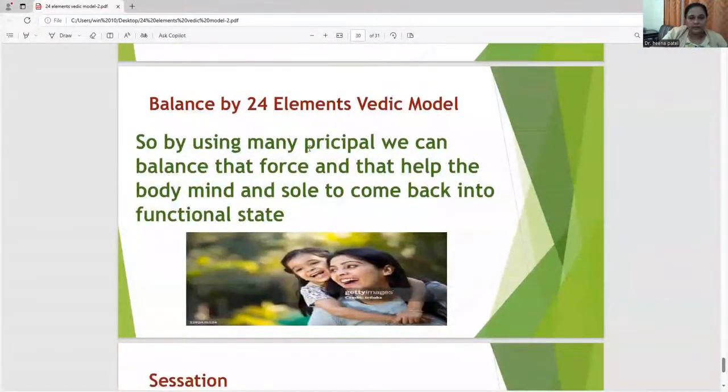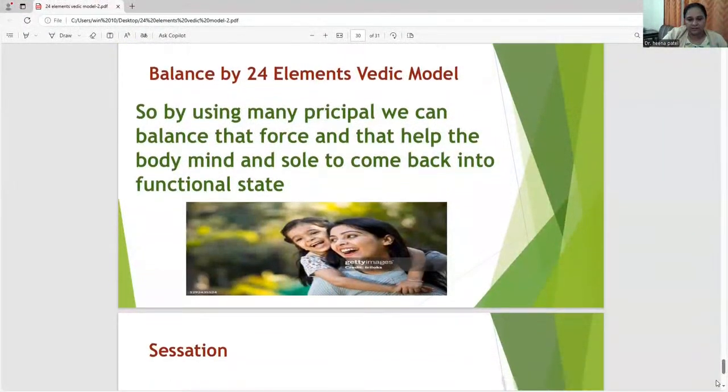Balance by the 24 elements model. By using many principles, we can balance those forces, and that helps body, mind, and soul to come back into a functional, joyful, happy state. Basically, the exact life we want to create can be created.